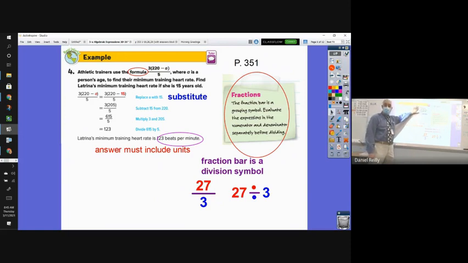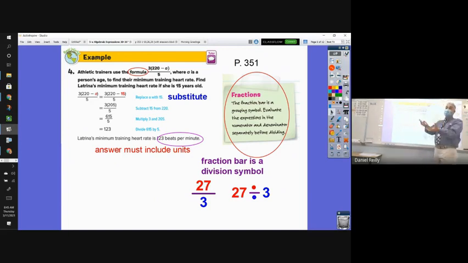Okay, a formula is very important in science, in business. There's formulas all over the place. Can anyone tell me a formula that you know? Formula for something, for finding. How about the formula for the area of a rectangle? Length times width. That's a formula.